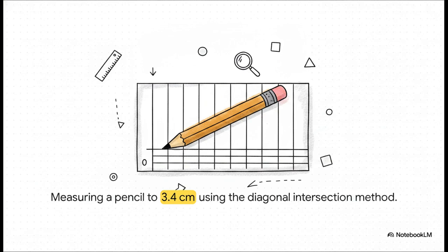By following the tip up to where it hits that diagonal line intersecting with our parallel grid, our eye can easily and accurately read the fractional part. It hits the second parallel line up, giving us exactly 3.4 centimeters. We just bypass the limits of a standard ruler using pure geometry.